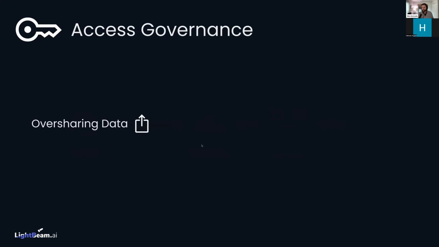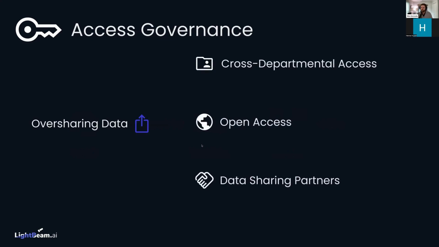And on top of that, access governance covers a number of other things. And I've kind of lumped them all into oversharing, but it breaks down into cross-departmental access, open access, and then the data that you've shared with partners. And I know I mentioned that earlier. We're gonna spend a little more time on that.